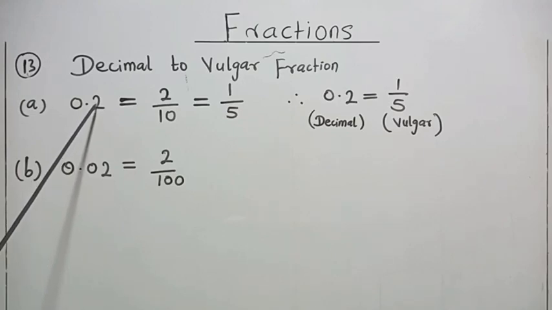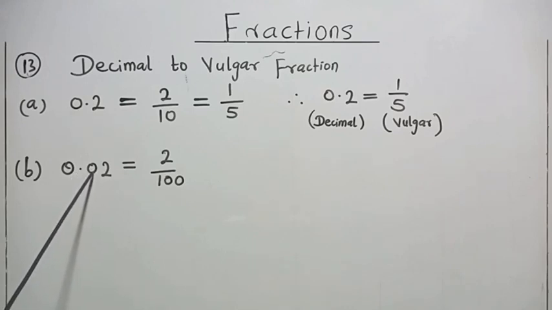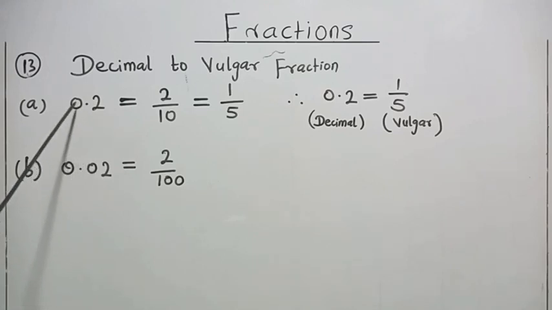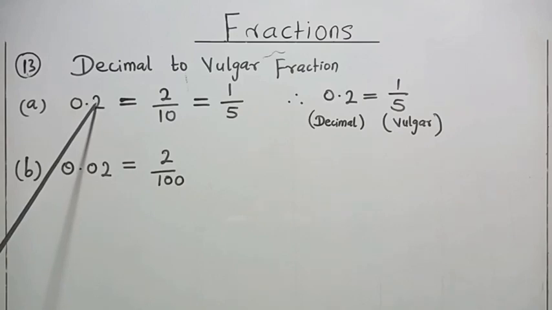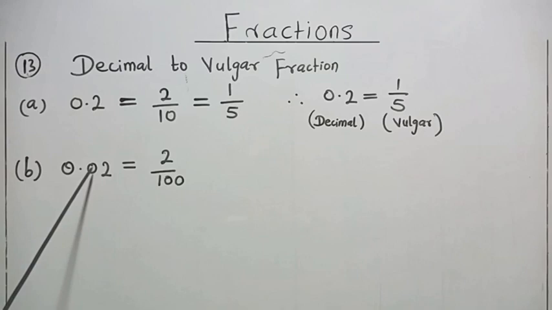Recall that if you compare it with this 0.2, 0.02 contains 2 decimal places, while 0.2 contains just 1 decimal place. 1 decimal place means that there is 1 zero in the power of 10 from which these 2 have been picked, and that is just 10. In this second example, we have 2 decimal places, showing that there are 2 zeros in the power of 10 from which these 2 have been picked. What is that? It is 100.